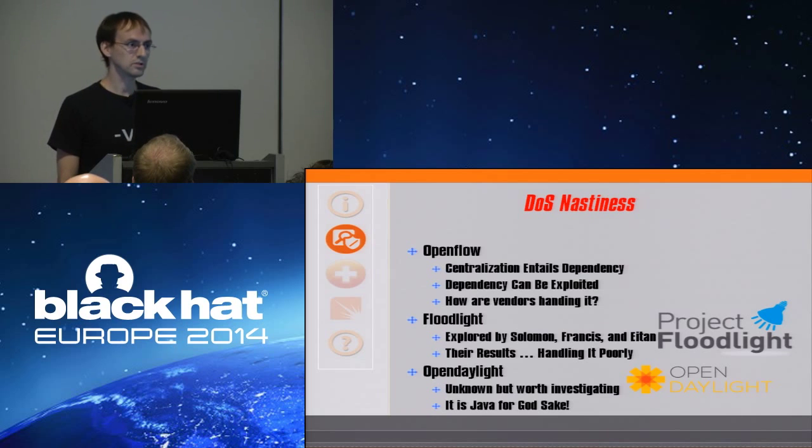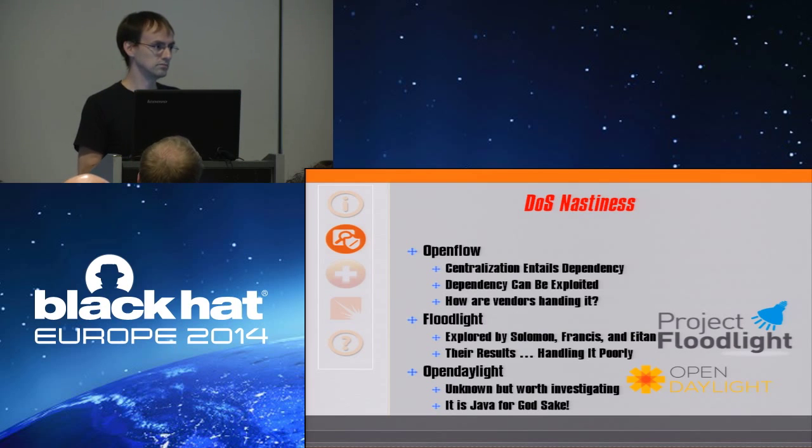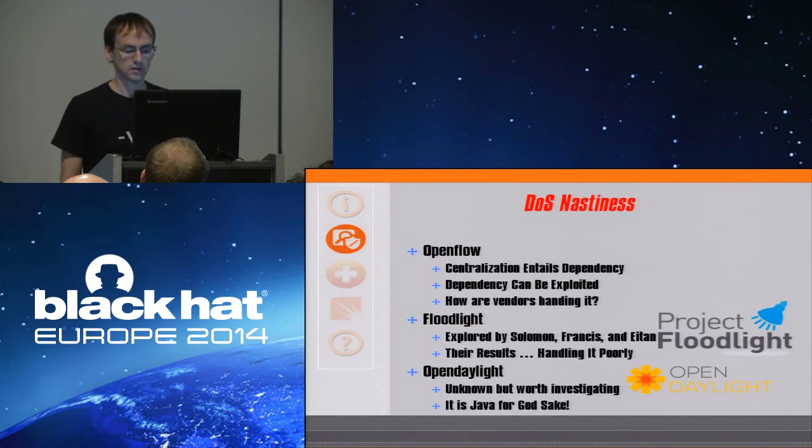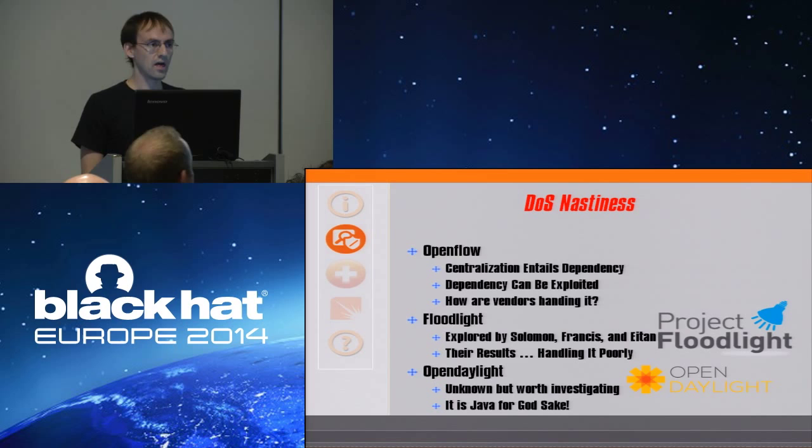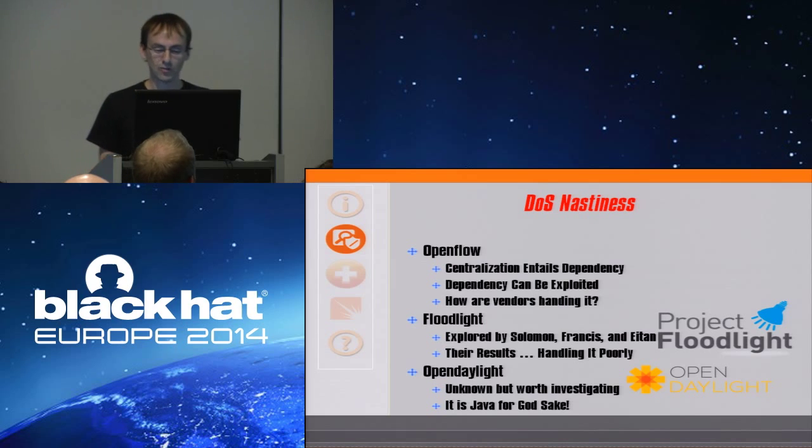It took just a couple instances of Cbench. I don't know if you're familiar with Cbench. It's a little bit like a packet crafter. It allows you to generate traffic and then stream it for testing, stress testing as well, and they used it here for that. They set up a few instances of Cbench and threw packets at the Floodlight controller, and down it went.